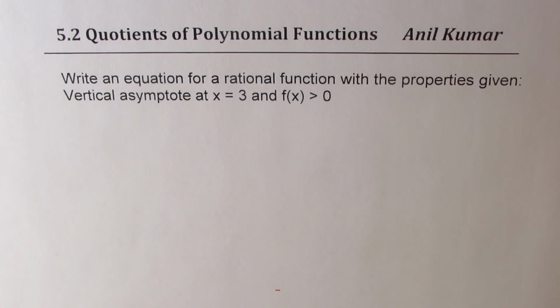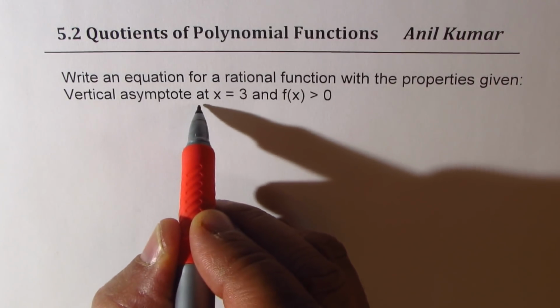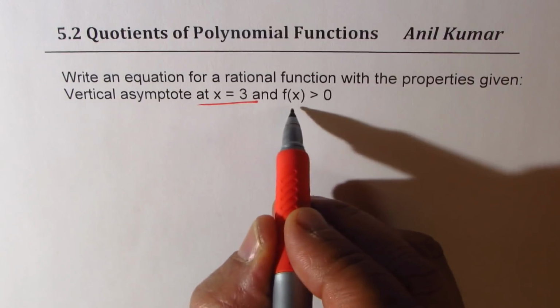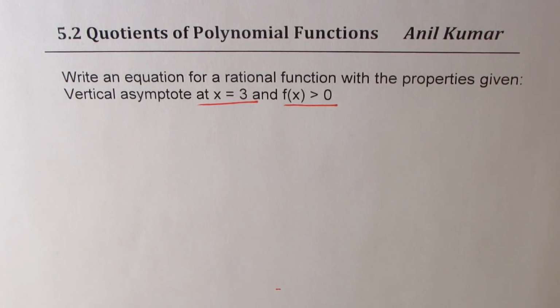Now here is the last question. I hope you're enjoying this series and you're able to understand how we are getting the equations from the given conditions. This time we are given that the vertical asymptote is at x equals 3. There is only one vertical asymptote and the function is greater than 0. It is always positive, right? So that is what it is, greater than 0.